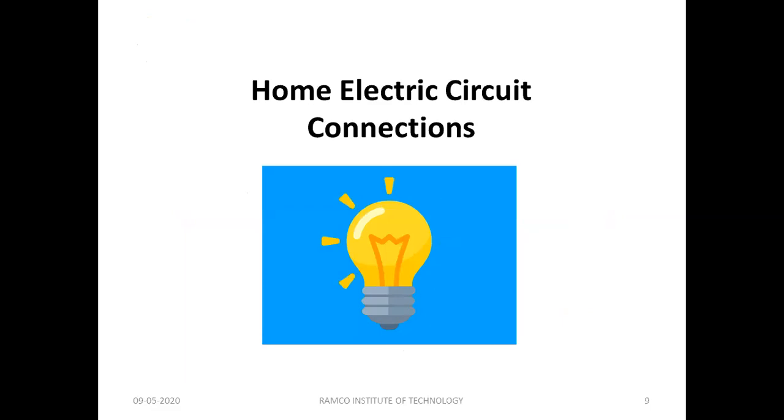Yes. So now let me go into the topic home electric circuit connections. How is our entire load connected to the supply? We have so many loads: TV, fridge, washing machine, iron box, motors, tube lights, fans. So many electric loads are there. How can we connect all the loads to our supply? What is the connection procedure behind it? What are all the devices we are using? That is what we are going to discuss.